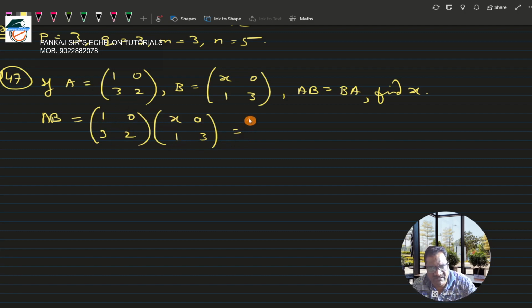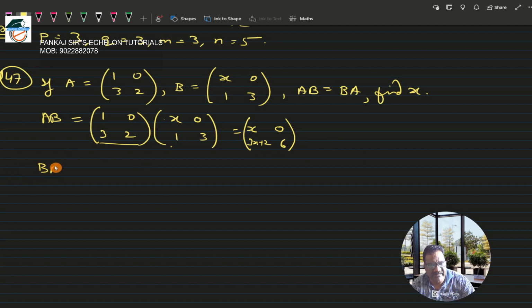The product will be a 2 by 2 matrix. First row, first column: x into 1 is x plus 0, so x only. First row, second column: 1 into 0 is 0 and 0 into 3 is 0, so this will be 0. Second row, first column will be 3x plus 2. Second row, second column: 3 zeros are 0 and 3 twos are 6. So I get AB as [x 0; 3x+2 6].